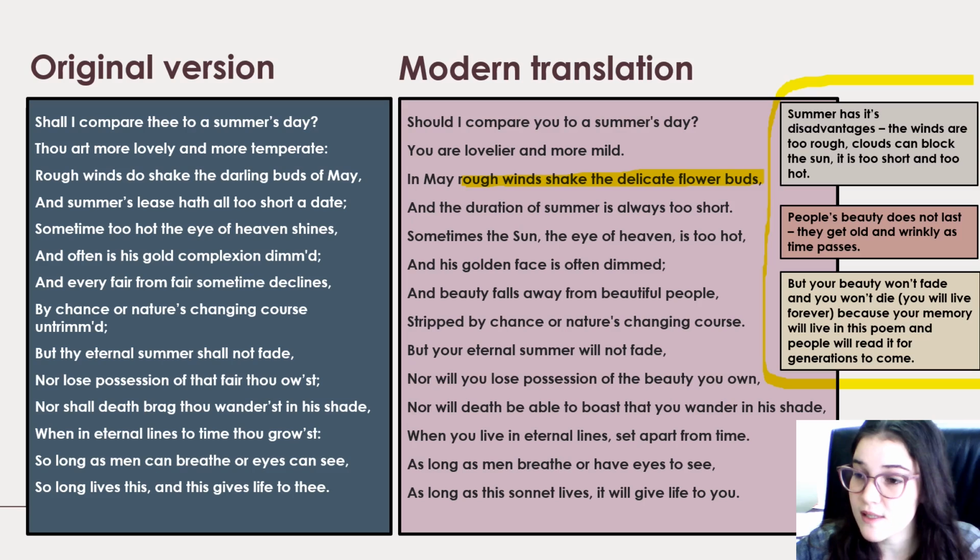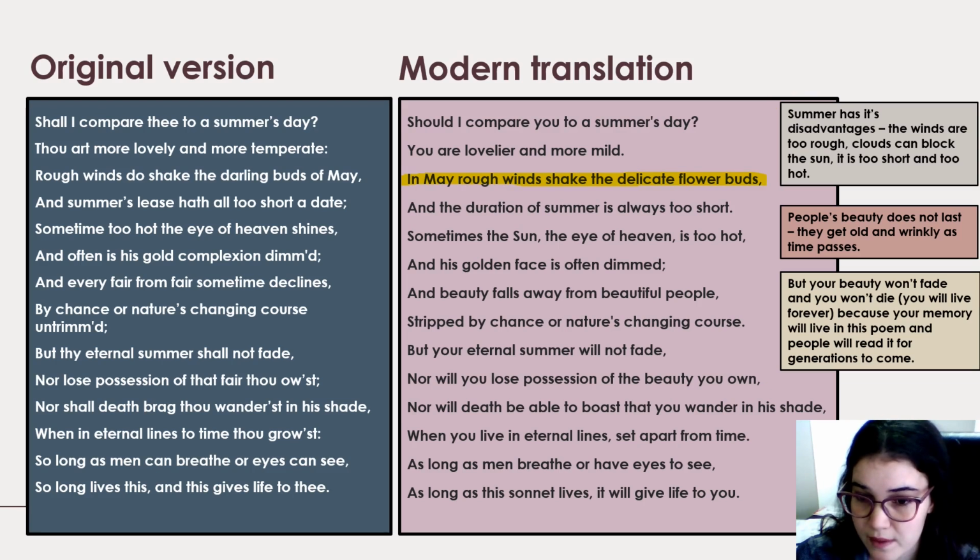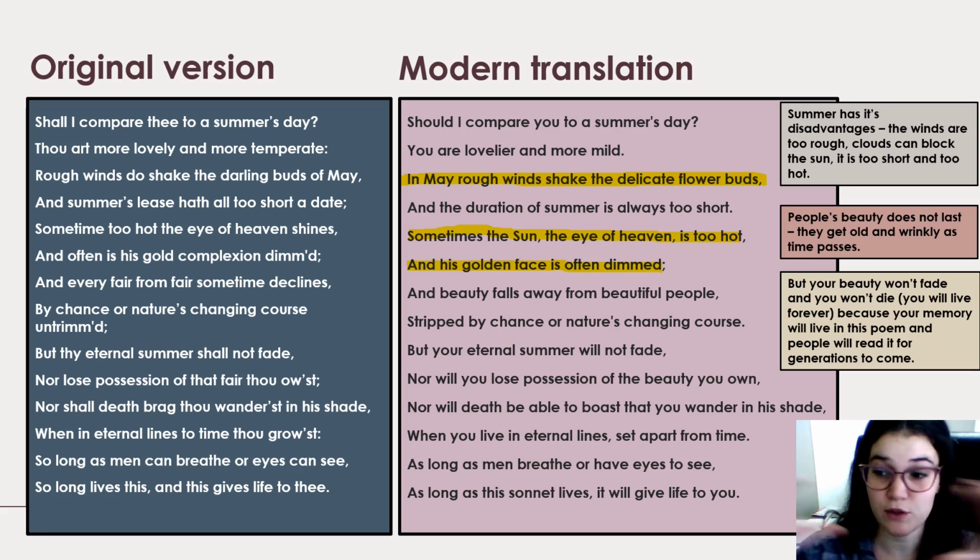And here it also says that clouds can block the sun. So here it says sometimes the sun, the eye of heaven, is too hot, and his golden face is often dimmed. So when they speak of the sun's face, they're speaking of the round sun that we see when we look up in the sky, and sometimes that golden face is blocked, it's dimmed by clouds. So it can be cloudy in summer. And then we also see that it says that summer is too short, and that it is too hot.